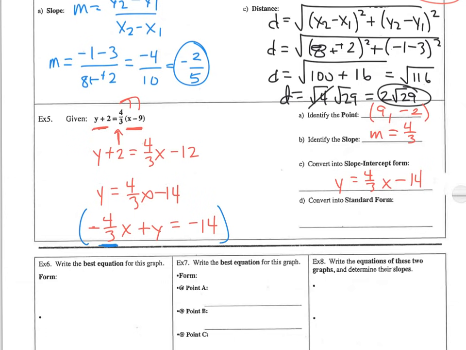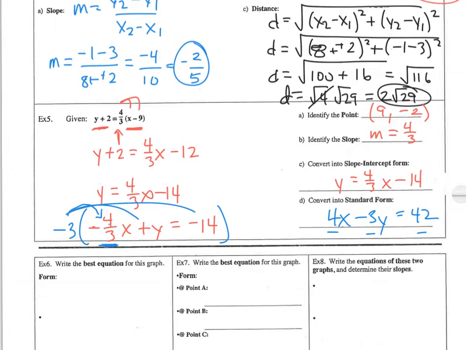But I'm also going to multiply by a negative 3, because a negative times a negative will turn this into a positive. Okay, so now I'm going to have a positive 12 divided by 3, which is a 4x. I'm going to do negative 3 times y and get negative 3y. And then negative 3 times negative 14 equals 42. And so now it's in standard form because I have integer coefficients and an integer constant, and my A value is positive, and x and y are on the same side. That is standard form.